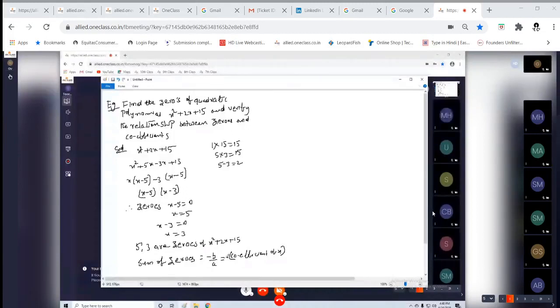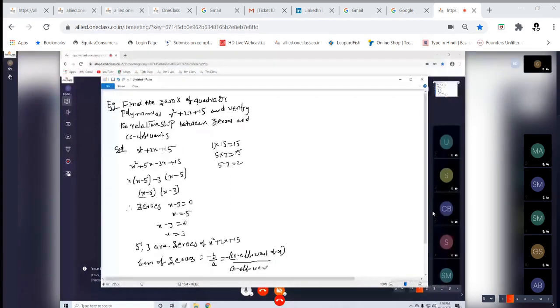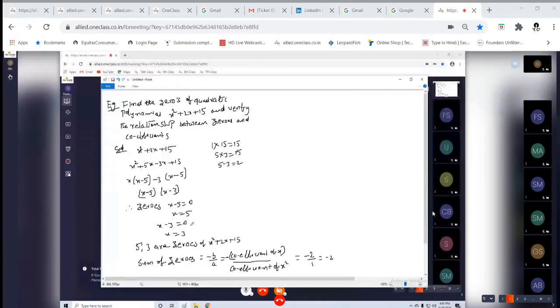x by the coefficient of which one? x square, no? Coefficient of x square. The coefficient of x here is how much? Minus 2, or minus 2 by 1. That is equal to minus 2. You add these two, the sum of the zeros.